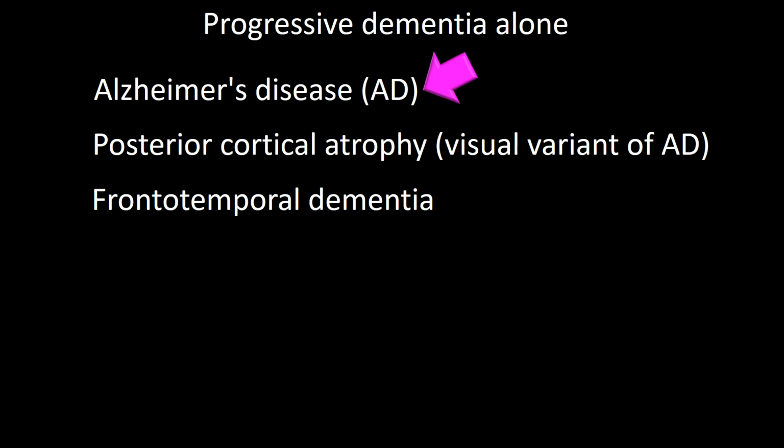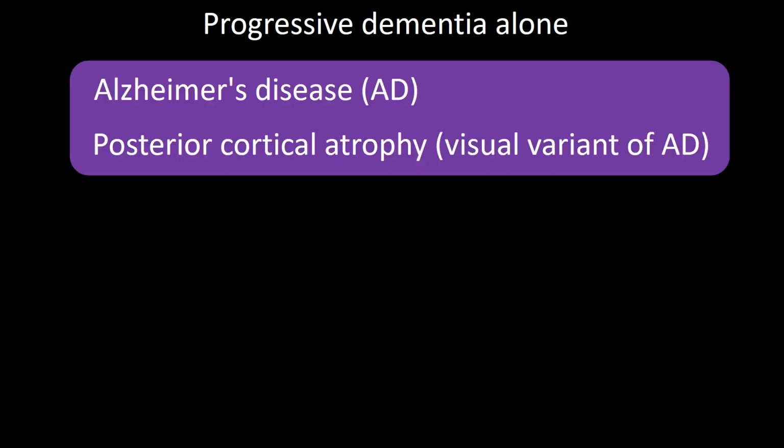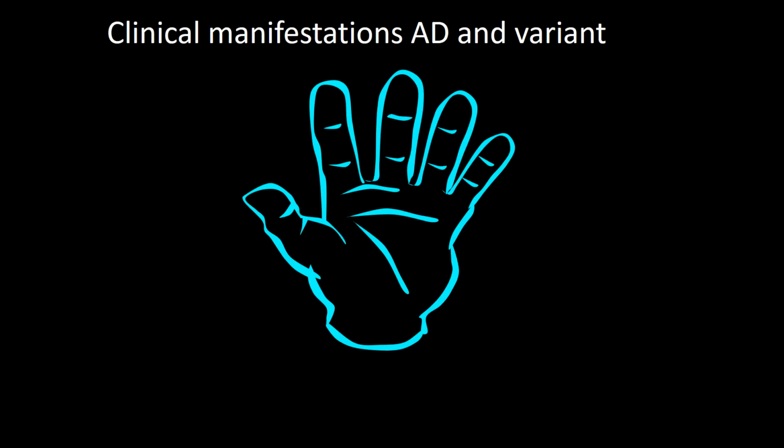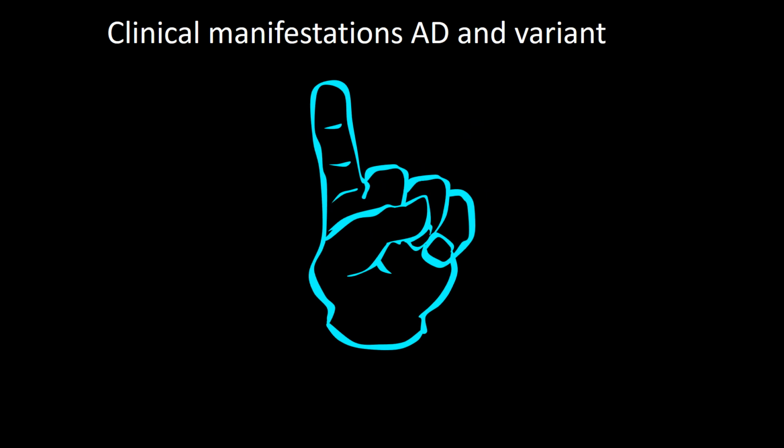We will talk about AD and its visual variant together because they are both considered to belong to a group of diseases called amyloidosis, and their clinical manifestations often blend. So the clinical manifestation of AD and its variant can be bunched into 5 seminal findings. The first one is amnesia.